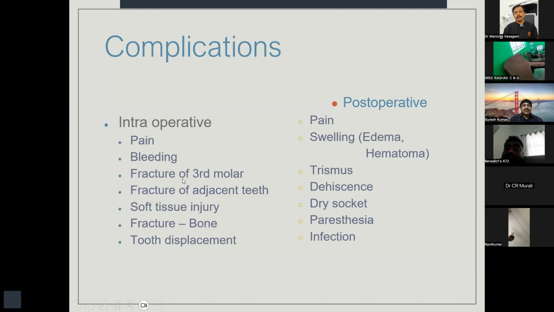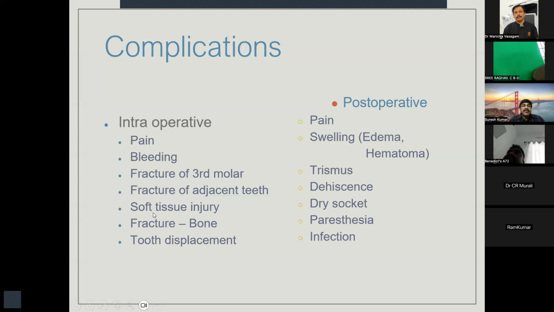You might fracture the third molar, or you might fracture the adjacent tooth while you apply more force with your straight elevator, or you can cause soft tissue injury because of your rotating instruments or very sharp instruments, or rarely we can also cause a bone fracture. Like I have seen patients ending up with fractured mandibles due to extraordinary pressure given to elevate the tooth. This happens very commonly in distoangular impactions. I have not caused a fracture so far, touch wood, but I have seen patients treated by other surgeons and general practitioners.